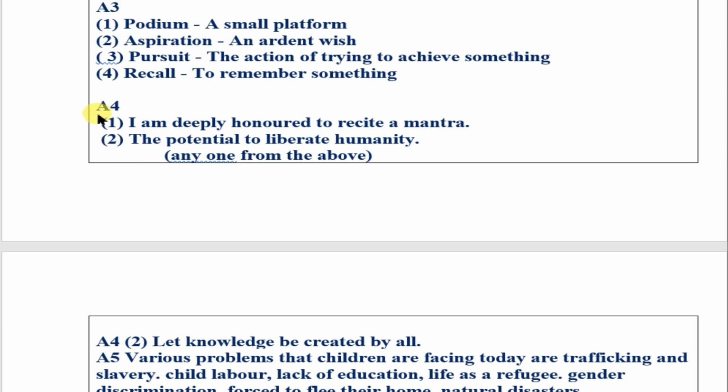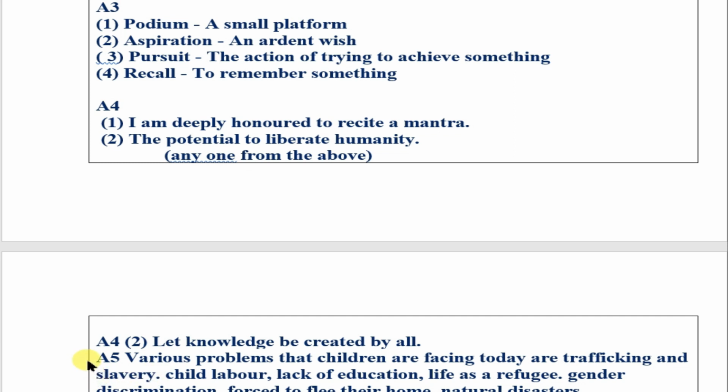Alright, A4 for grammar. You have to find out the sentence from the passage which has an infinitive. The sentence is given here. I am deeply honored to recite a mantra, and the infinitive here is to recite. Alright, next sentence, that is the potential to liberate the humanity, and the infinitive from this sentence is to liberate. Okay, A4 2, begin the sentence with let the knowledge. The answer is given here. Let the knowledge be created by all. The sentence is changed into passive voice.